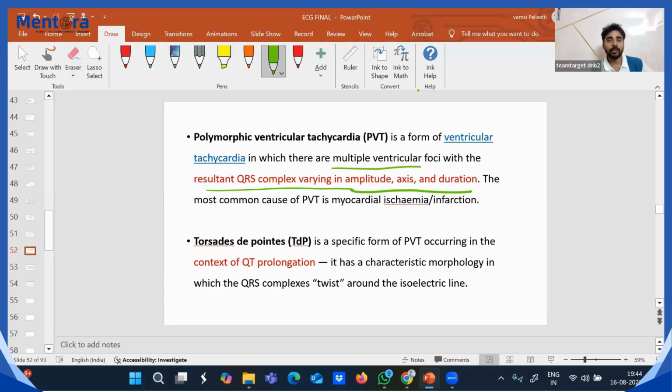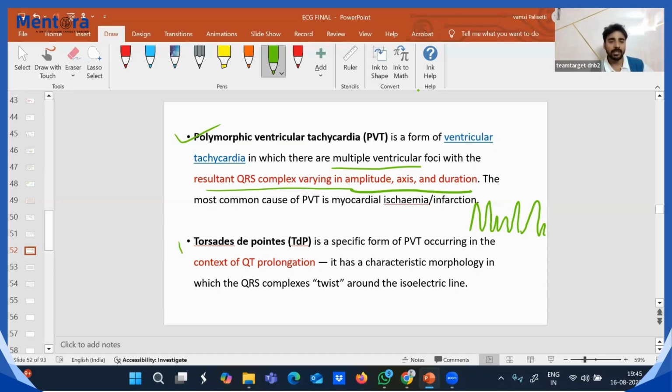So in polymorphic VT, the QRS complexes should have different morphologies. For example, this is a QRS complex, this is a QRS complex, another is a very small QRS complex, another a big QRS complex. Similarly, duration also: one is a very big, wide QRS complex, one is a narrow QRS complex. So the morphology will be different either in the amplitude or the duration or the axis. That is called polymorphic VT. Understood this definition? I will show you the examples also.